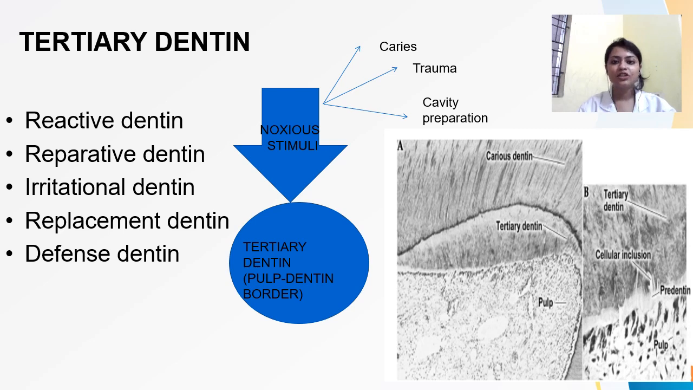It is nothing but a response to various stimuli, noxious stimuli as we call them. How many types of noxious stimuli are there? Caries, trauma, cavity preparation, all will give rise to a tertiary dentin at the pulp-dentin border. Whenever it forms due to any type of noxious stimuli, that is called tertiary dentin. It is just a defense mechanism or a replacement mechanism.